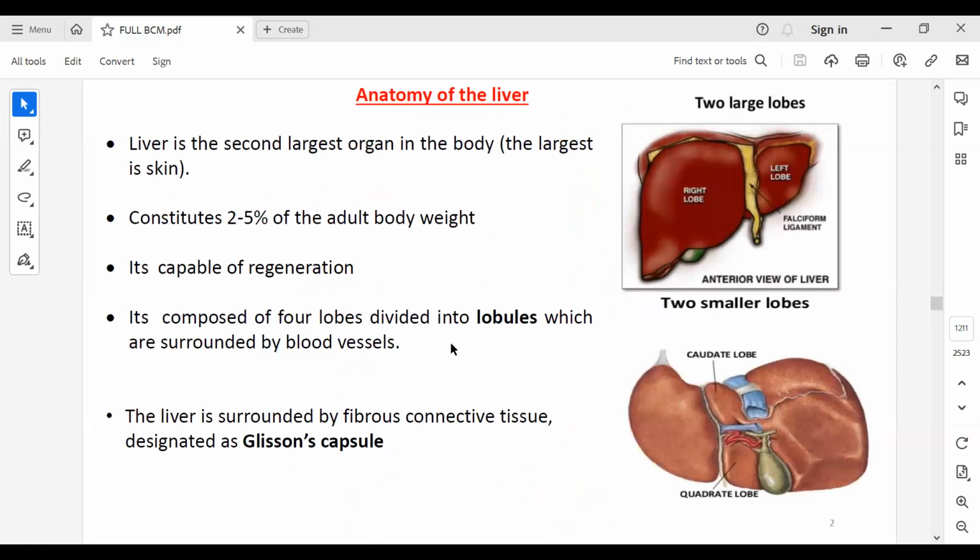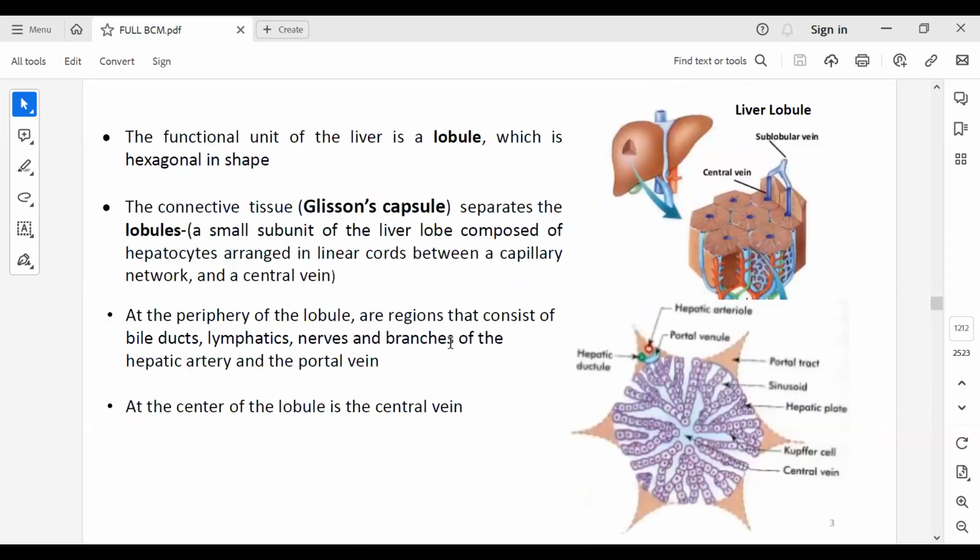Hopefully we already know the structure of the liver. We have the right lobe, we have the left lobe. Of course, the biliary system is there also. And of course, it's surrounded by Glisson's capsule. The specific units, these ones, are called lobules. And in the middle, that's where the drainage happens. That's the central vein.